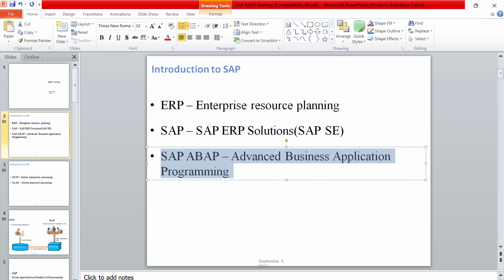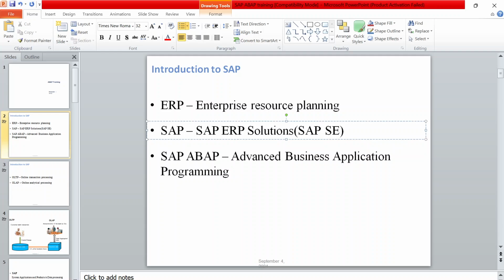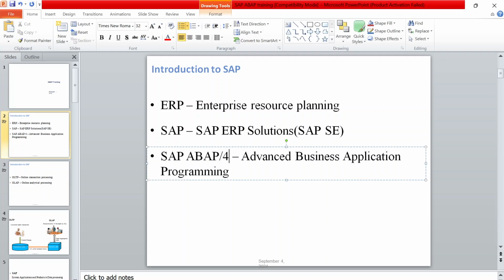So what is SAP ABAP? SAP ABAP is a programming language which we use in SAP ERP to design new applications or to enhance the existing standard applications. ABAP is a fourth generation programming language. We call it ABAP 4 because it is a fourth generation programming language.